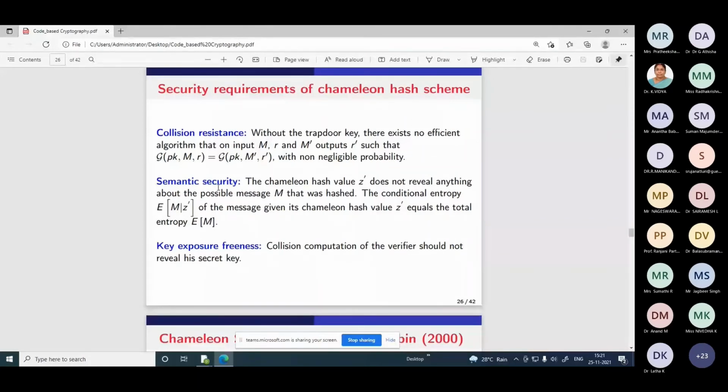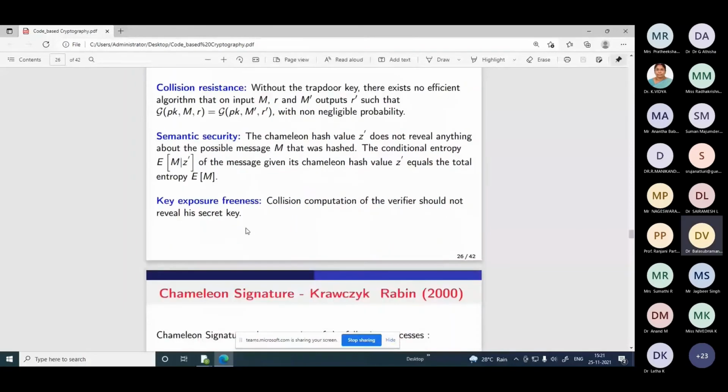And semantic security is, when a chameleon hash Z prime is given to you, can you find out the message from that chameleon hash? That is, the entropy of M given Z prime is the same as the entropy of M. That is, the chameleon hash will not reveal any information about the message. It looks like a random message. Entropy of M gives the randomness of M. So knowing Z prime also, you cannot get back any information about the message. Both the entropies are the same. That is called semantic security.